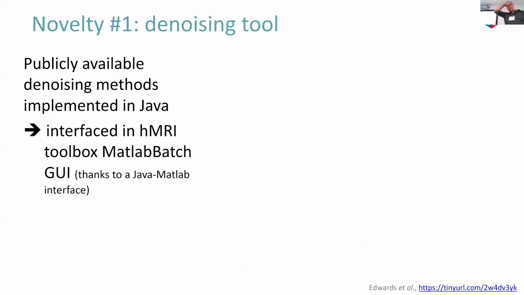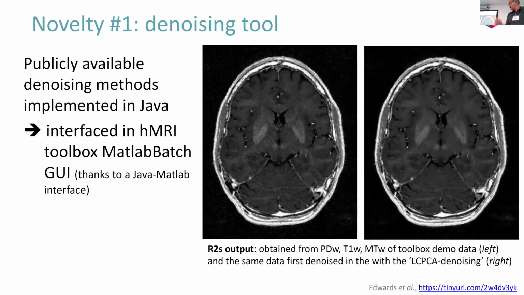One of the cooler features is the denoising tool. There were a few publicly available tools written in Java, yeah, a bit of something different. And these were interfaced in the hMRI Toolbox MATLAB GUI, through this Java MATLAB interface.